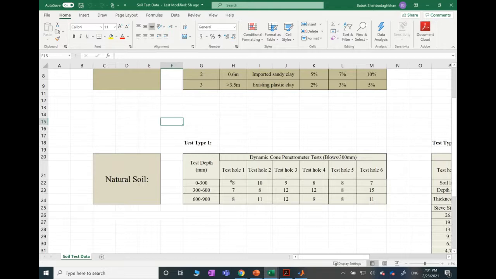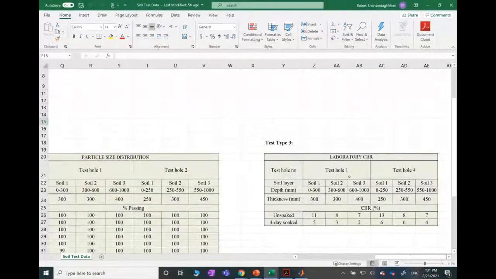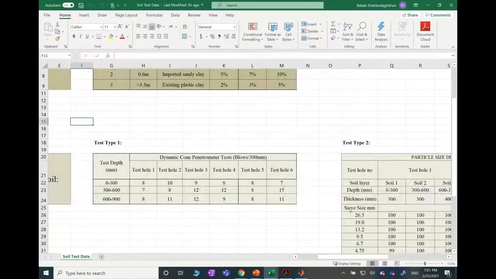So in test type 3, is test hole 4 the same as test hole 2? Test type 3? Yes, for example, when I say that test hole 1 is the same as this test hole 1 and the same as this test hole 1, they are the same.